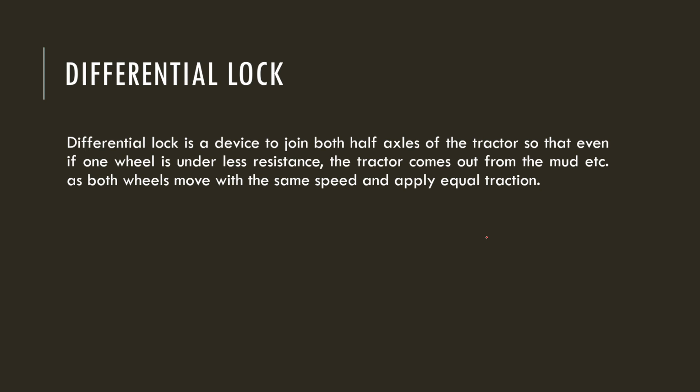Otherwise, the wheel which is experiencing a load will rotate very slowly, whereas the other wheel, which is very free to rotate, will have extra speed because of the differential unit, and it will simply keep on rotating, and the tractor will not come out of the mud. So at that time we use the differential lock, so that both wheels get an equal number of rotations and equal power, and then the tractor will come out of the mud.